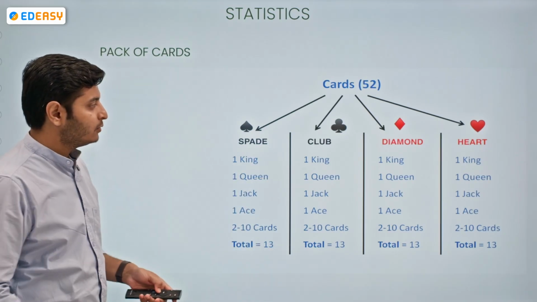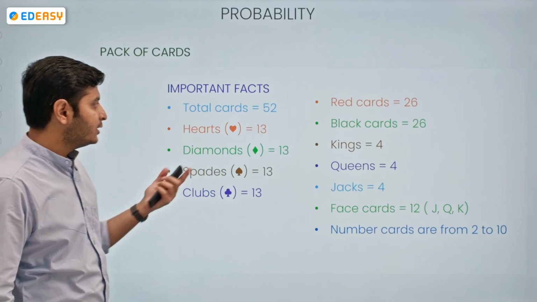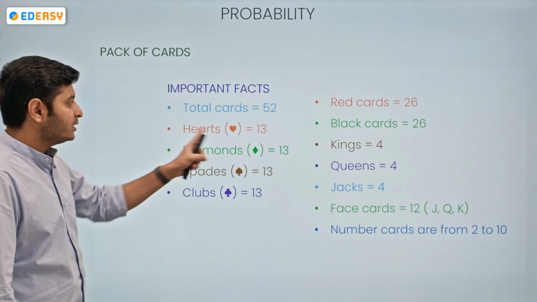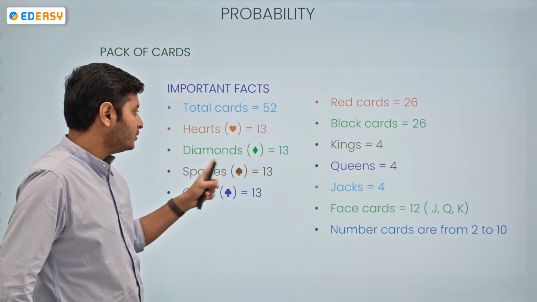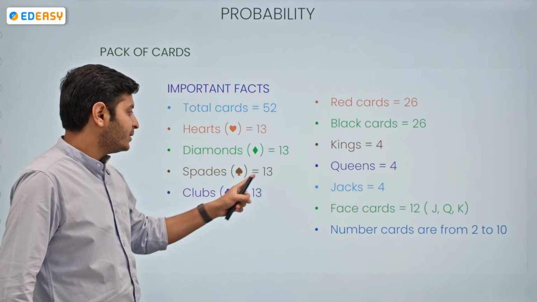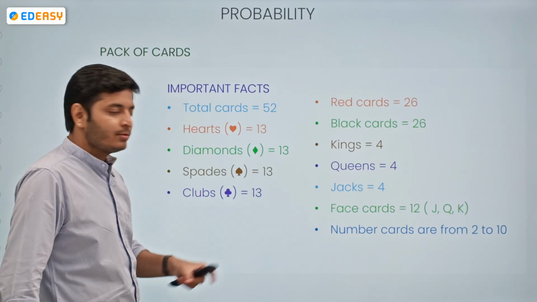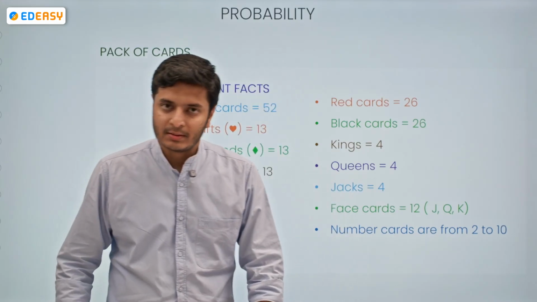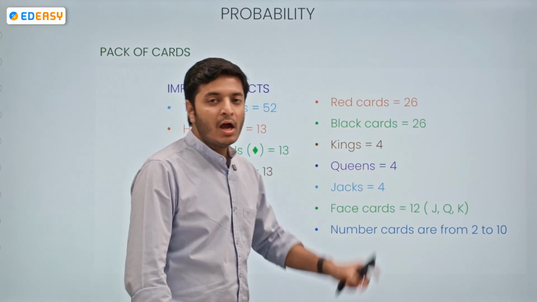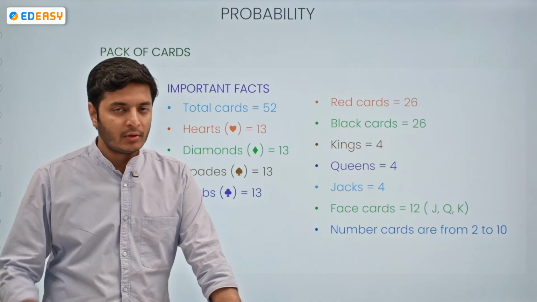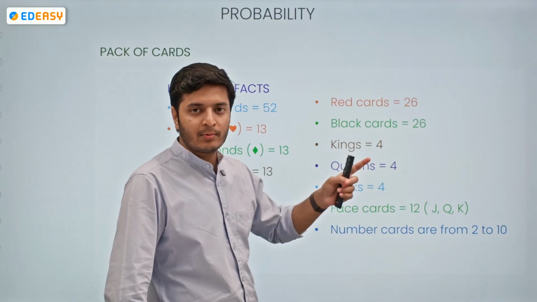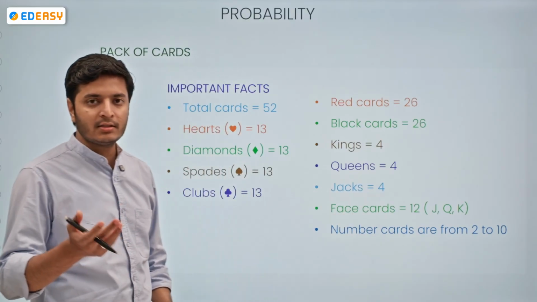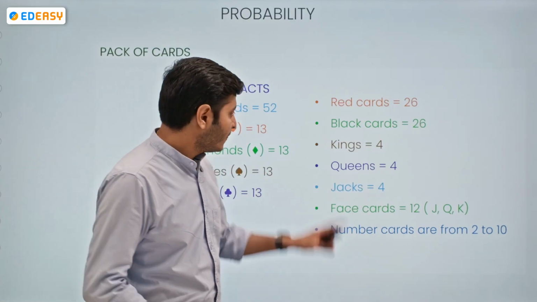Let me give you one important fact about cards. There will be a total of 52 cards. Out of these 52, 13 would be hearts, red in color, 13 would be diamonds, red in color, spades, 13, black in color, clubs, 13, black in color. Then total number of red cards, 26, total number of black cards, 26. How many kings are there? 1 for each type, so 4, because there are 4 types of cards. Queens 4, 1 of each type. Jacks 4, aces 4.